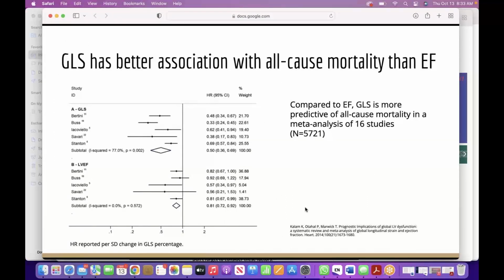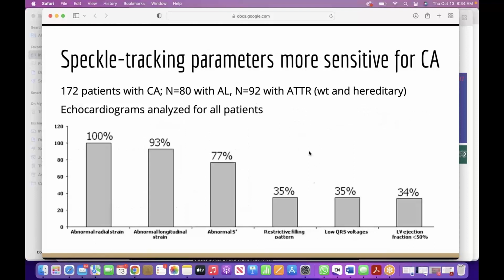But GLS has a better association with all-cause mortality. In the same meta-analysis, changes in LVEF, although they did have correlation with mortality, were a lot less robust than in patients who had abnormal GLS values, where the correlation with all-cause mortality was much better across this meta-analysis that involved almost 6,000 patients.